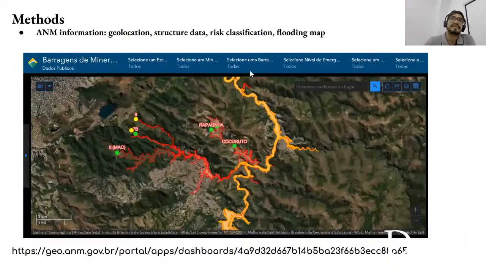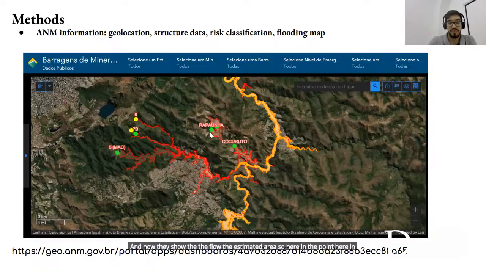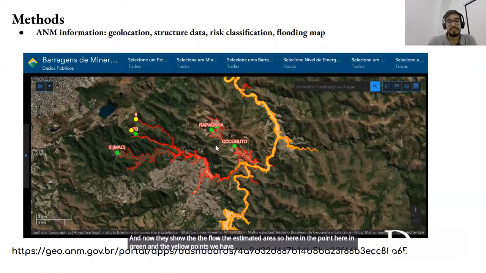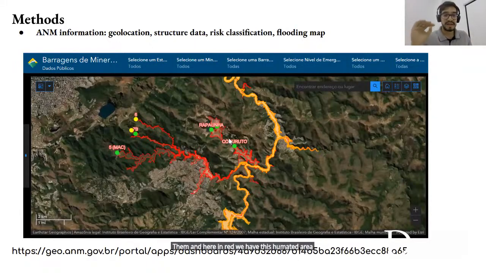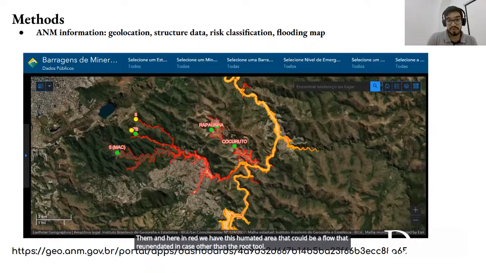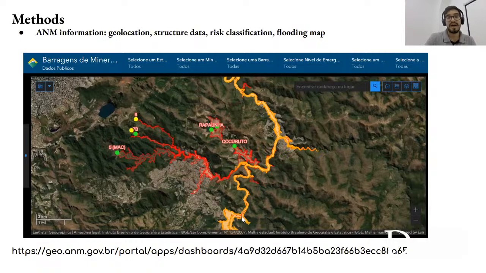And in the last weeks, the ANM website had an update, and now they show the estimated flooded area. So here the green and yellow points are dams, and here in red we have the estimated area that could be flooded or inundated in case of a dam rupture. In red, we have the first wave of impact, and in yellow, the second wave of impact.